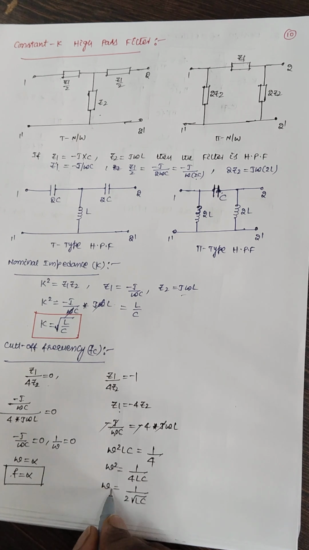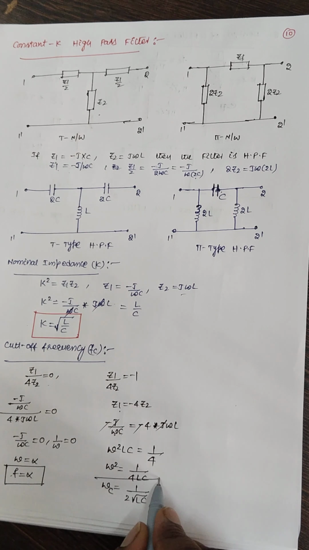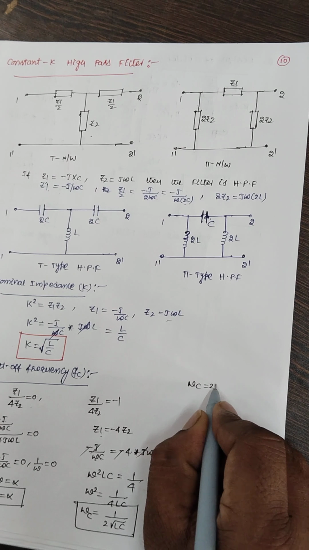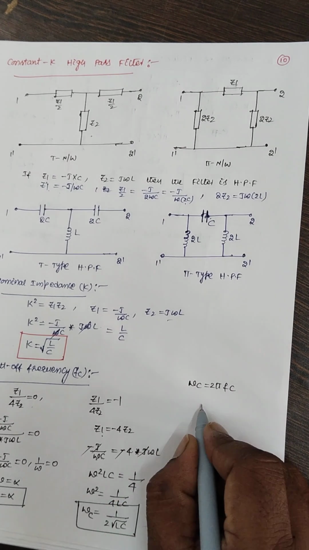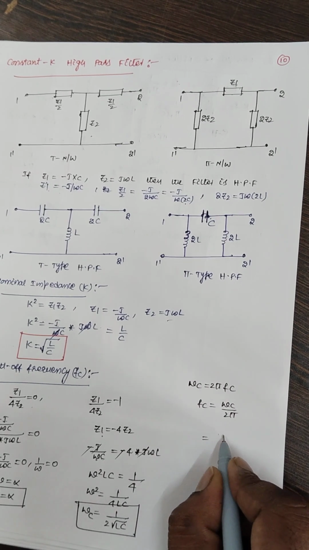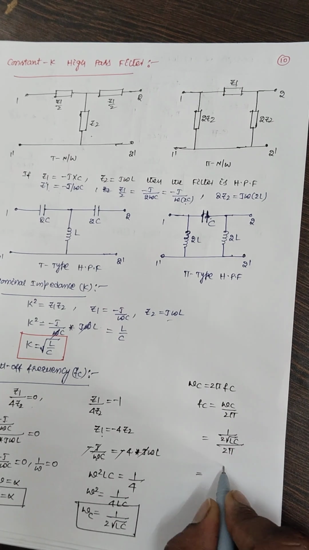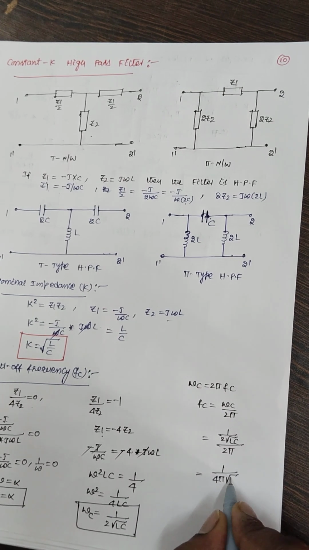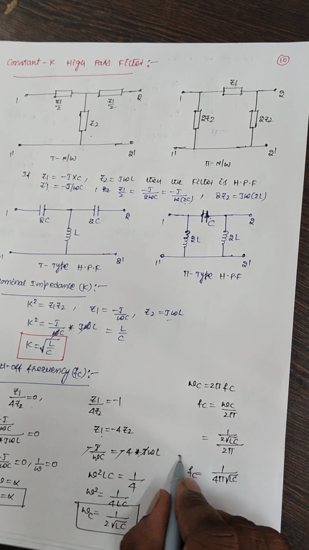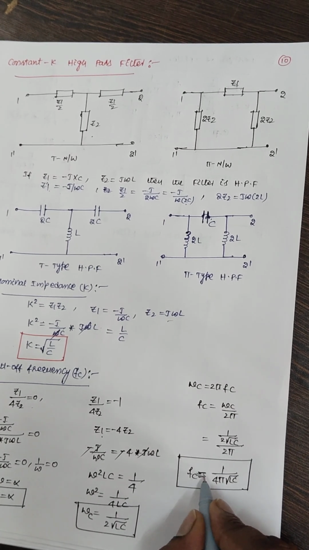Since it is a cutoff frequency, it is represented with omega C. So omega C is equal to 1 by 2 root LC. And in case of FC, we know that omega C is equal to 2 pi FC. So FC is equal to omega C divided by 2 pi. So omega C is 1 by 2 root LC divided by 2 pi. So it is 1 by 4 pi root LC. This is cutoff frequency FC.